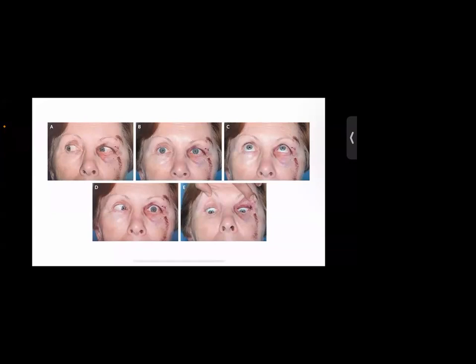And strabismus is the word for turned eyes or eyes that don't work together for moving around. That can happen very commonly in trauma, again, either directly damaging the muscle, but importantly from the neurology as well.